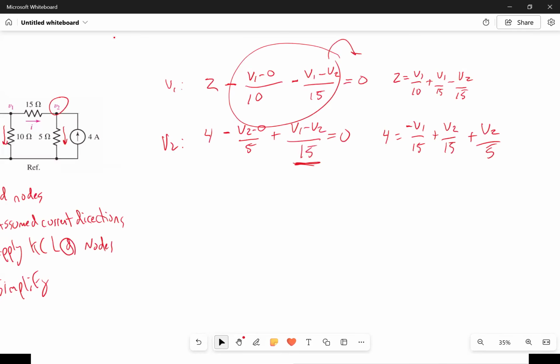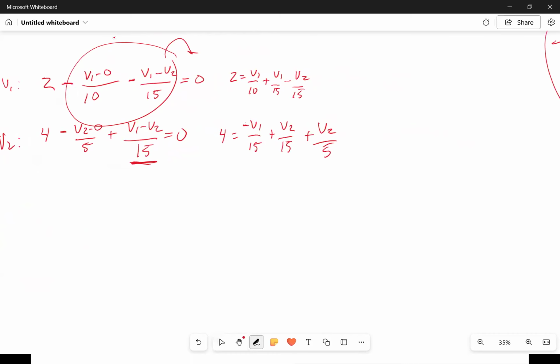I'm still not done yet. I still haven't simplified, but I didn't want to do this one big giant step without you all seeing it. So I've got to do one further simplification. So 2 is going to be equal to V1 times (1 over 10 plus 1 over 15) minus V2 over 15, factored out. Pretty simplified, almost all the way. And my next one, 4, is equal to minus V1 over 15 plus V2 times (1 over 15 plus 1 over 5).